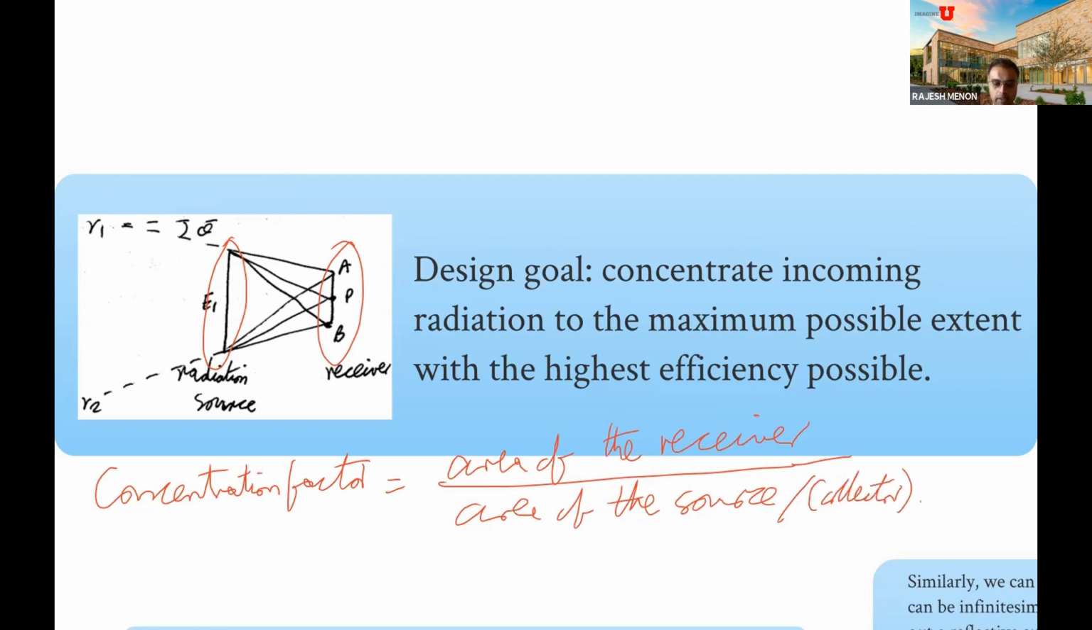Now, sorry, I should have, this is not true. It should be the source on top and receiver at the bottom. Source or collector on top. So it's inverse. In order to have a very high concentration, of course, I need to collect from a big source onto a small receiver. So that's intuitive.